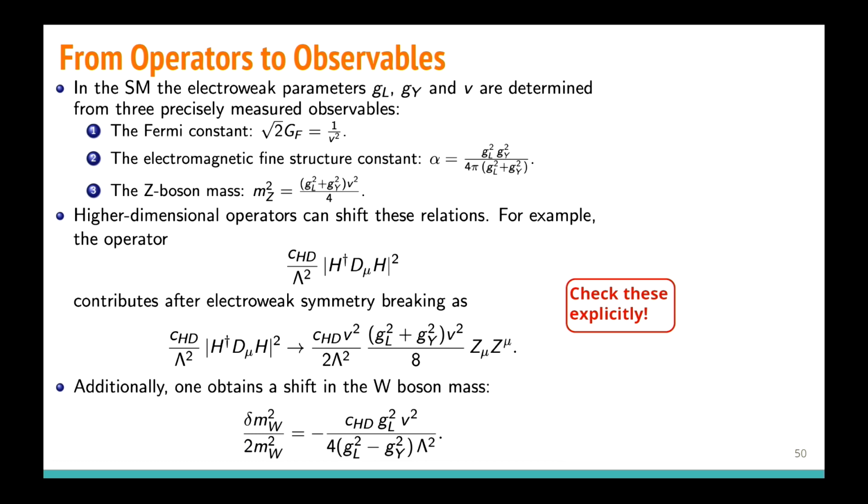After the electroweak symmetry breaking, similar to what we did before, we will be able to write down the Z mass contribution. So we will be able to write down (g_L² + g_Y²)v²/8, and we will get an additional contribution to the Z mass. Similarly, we will also get a shift in the W boson mass. But we know that these are experimentally measured quantities, so we will just need to redefine the Standard Model parameters using these corrections.